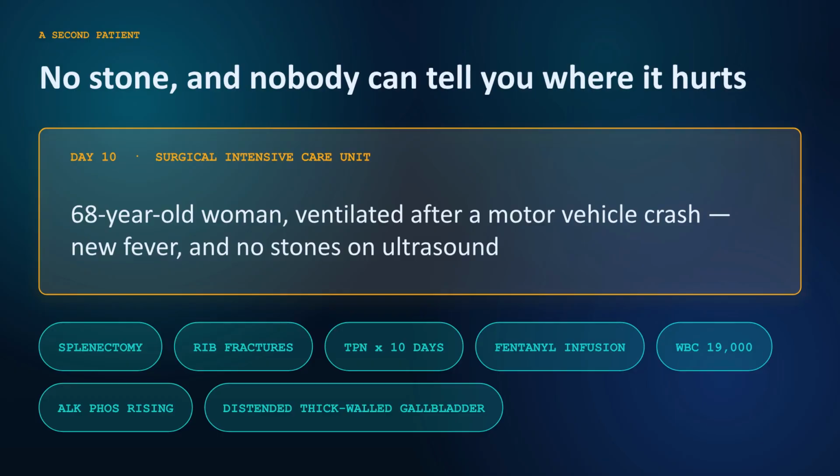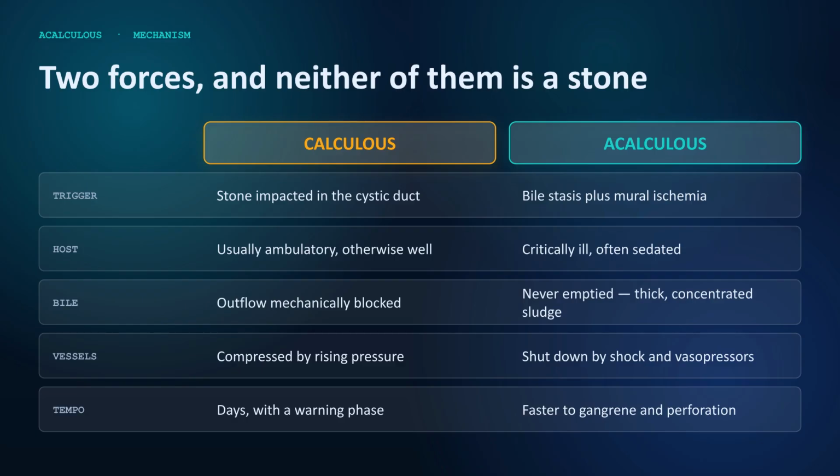Her white count has risen to 19,000. Her alkaline phosphatase is climbing. Nobody can localize her pain because she cannot tell us. The ultrasound shows a distended, thick-walled gallbladder, and no stones at all. Nothing about this presentation looks like Marcus, and that is exactly the problem. The disease announces itself only as an unexplained fever. So what is happening in her gallbladder?